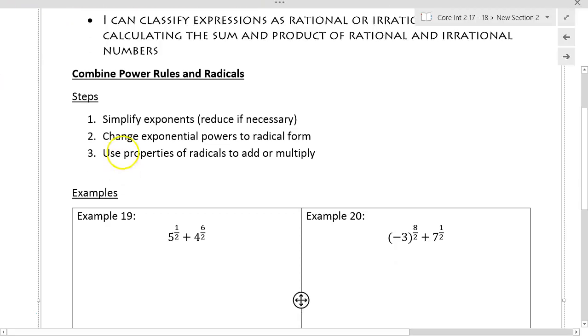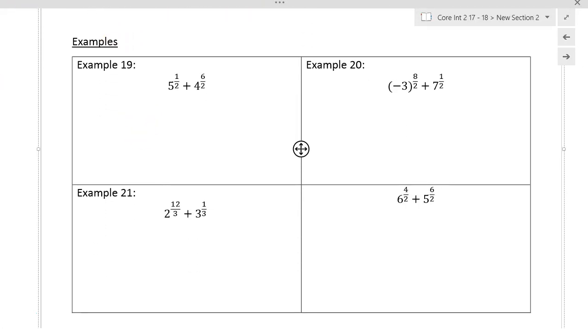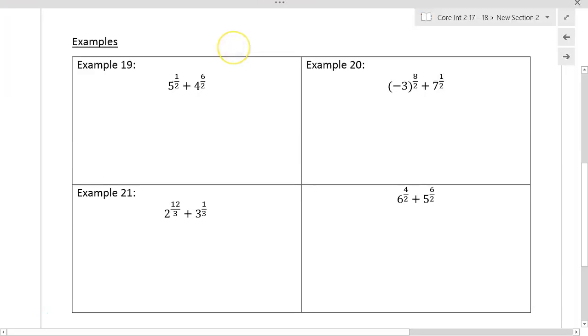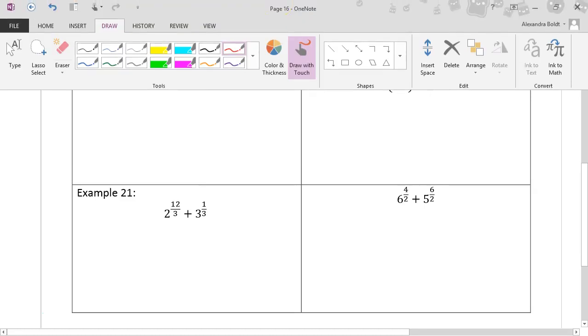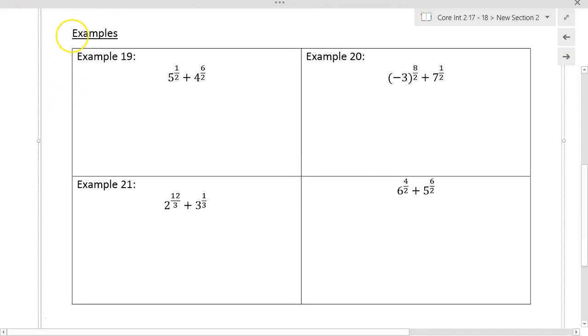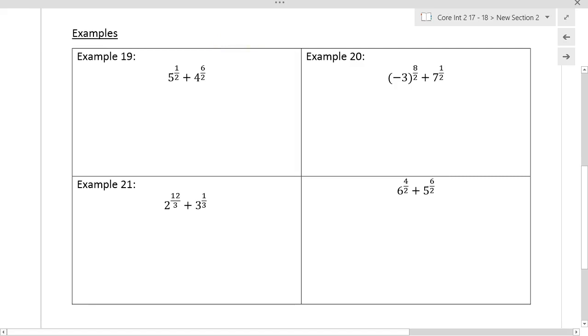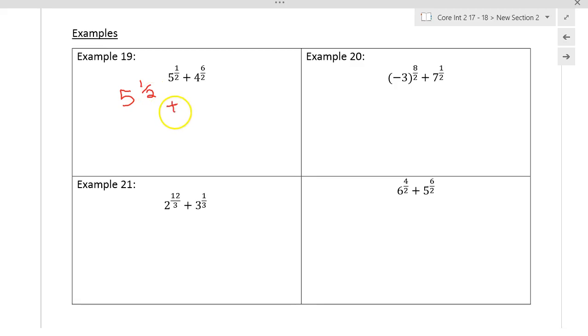Alright, let's look at our first example and go through our steps. 5 to the 1/2 plus 4 to the 6/2. Our first step is to simplify exponents. So, 1/2 doesn't reduce. Plus 6/2, well, 6 divided by 2 is 3. Again, you can use your calculator if you need to, but I feel like everyone should be able to do 6 divided by 2.